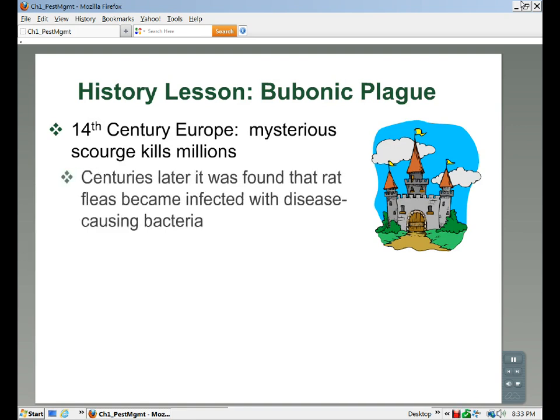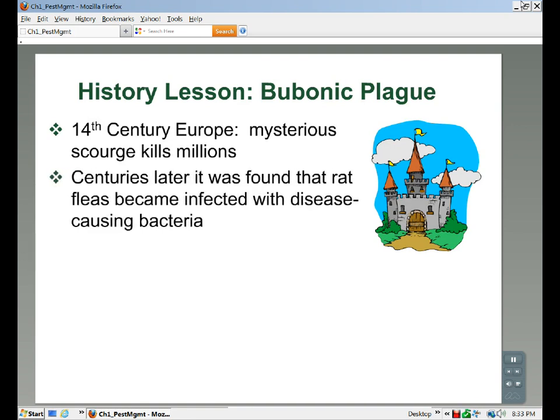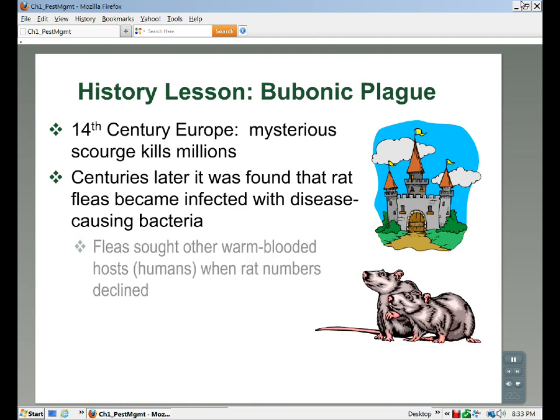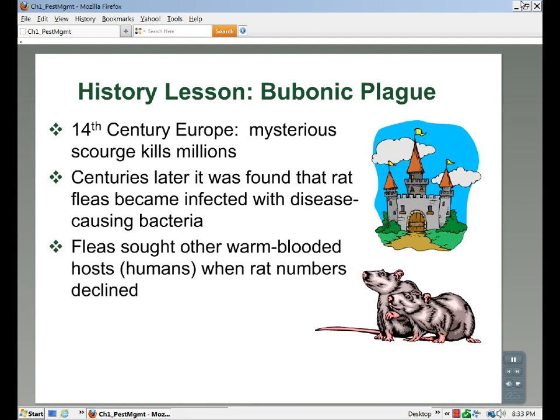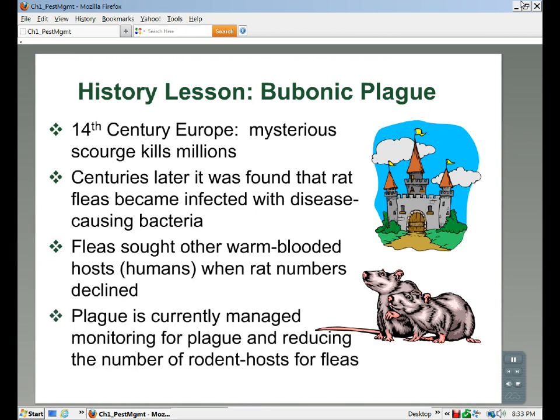Centuries later, it was discovered that plague was a bacterial disease and it was spread by fleas found in rodent populations. Besides biting rats, infected fleas would bite humans and other mammals. Bubonic plague is still present in some rodent populations today, even here in the United States. But with rodent management and plague monitoring, only a few people a year are infected with plague.